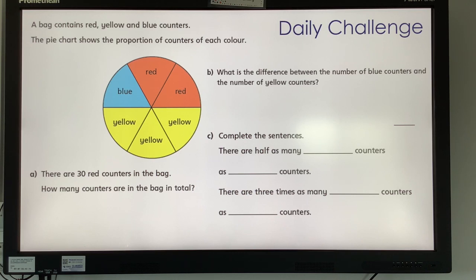And complete the sentence. There are half as many something counters as something counters, and there are 3 times as many something counters as something. Pause the video, have a go, and I'll go through the answers later.